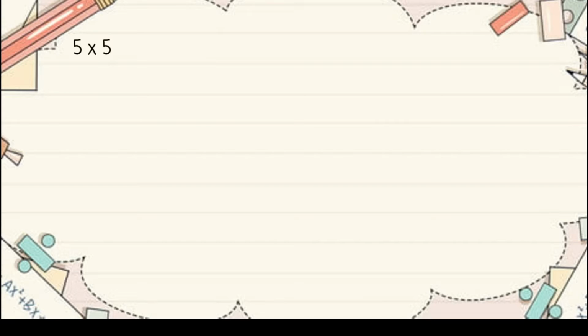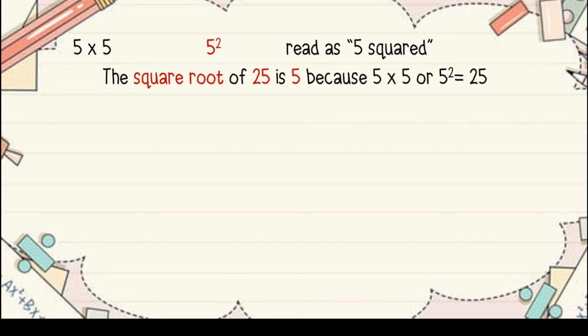For example, we have 5 times 5. So, we multiplied 5 by itself. If we're going to write it using exponential notation, we're going to have an exponent 2, and it will be read as 5 squared. So, the square root of 25 is 5 because 5 times 5, or 5 multiplied by itself, is equal to 25.